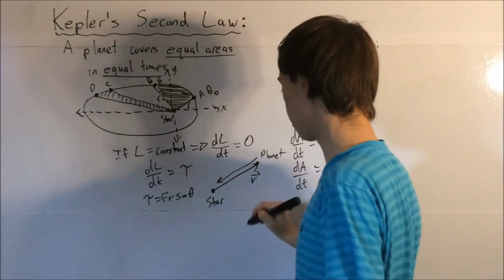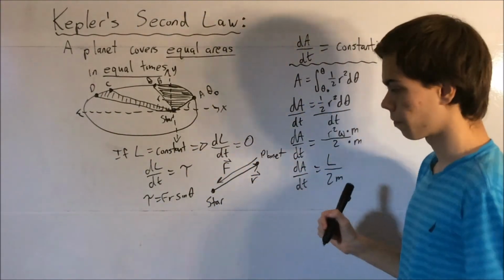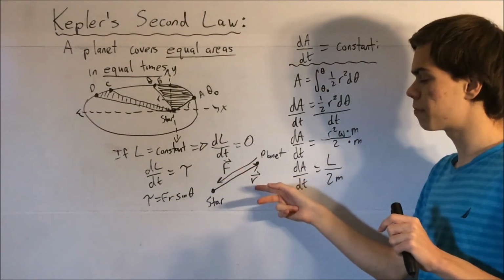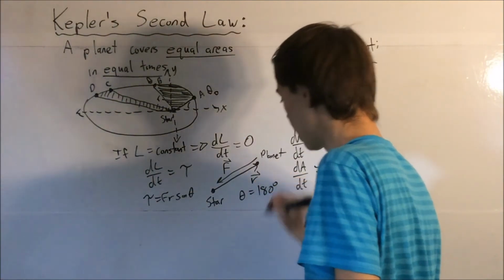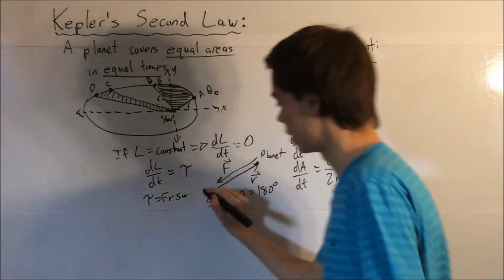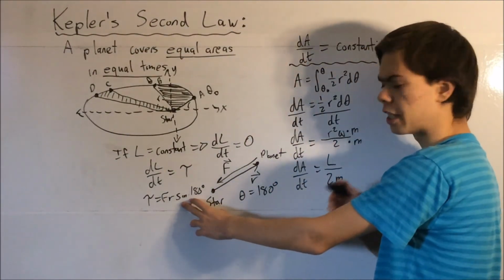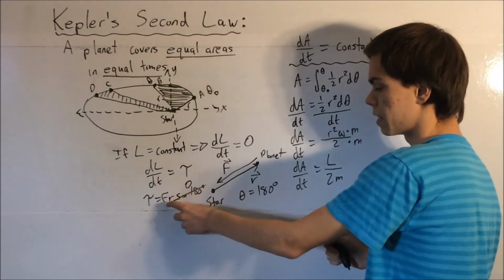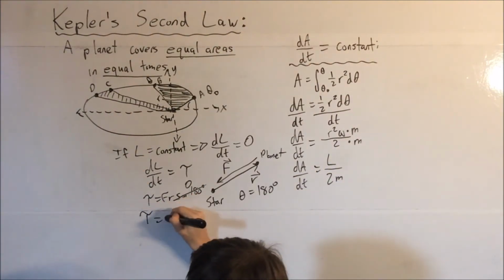So we have our position vector and we have our force vector. And of course, this force acting on the planet would be gravity. Notice how the angle between the force vector and the position vector is 180 degrees. So I can replace theta with 180 degrees. Now, we know that the sine of 180 degrees is equal to 0. So if we multiply by 0, we get that the torque is equal to 0.